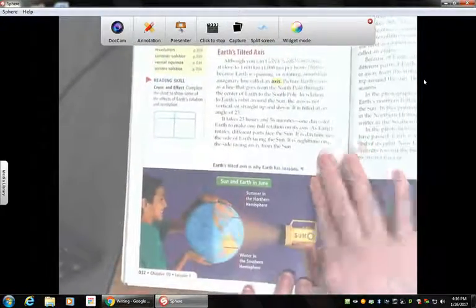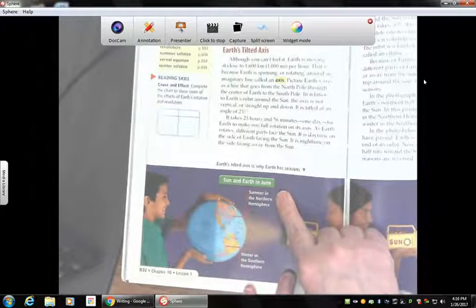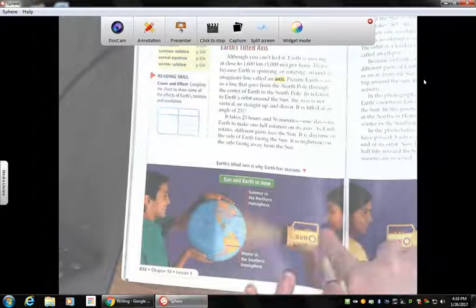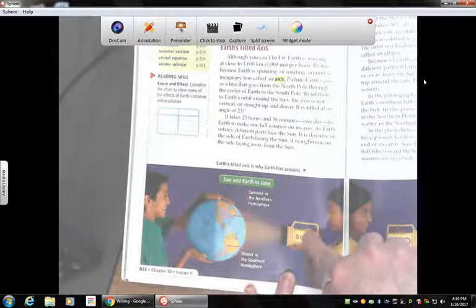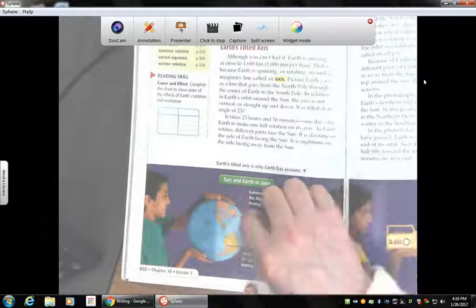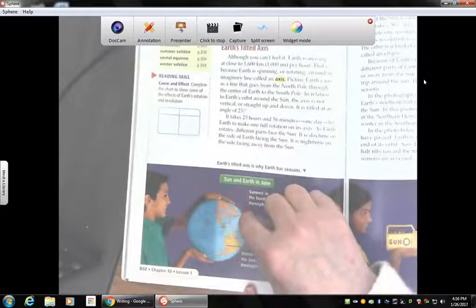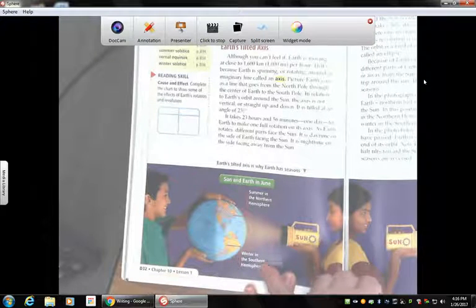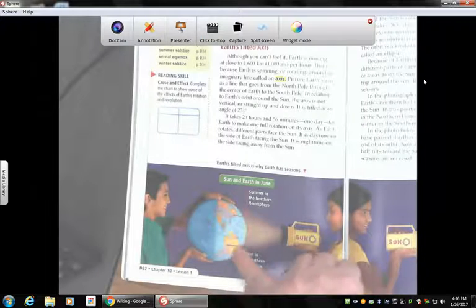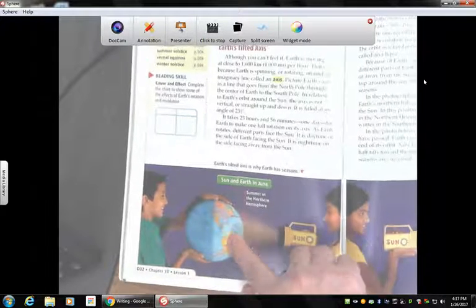So we see some pictures here at the bottom. Sun and Earth in June. So in June, the northern hemisphere, which is where New Jersey is, is pointing towards the Sun. The days are longer, and the Sun is higher in the sky, giving it more concentrated rays. Now it's winter in the southern hemisphere because this hemisphere is pointed away from the rays. The days are shorter, and that is their winter season.